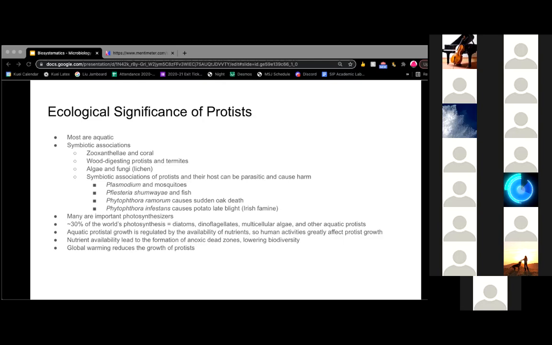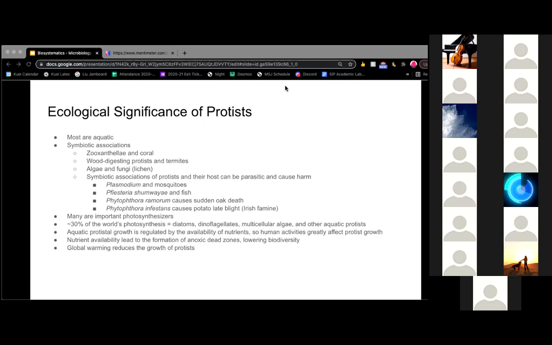Symbiotic associations of protists and their hosts can also be parasitic and cause harm. An example of this is Plasmodium and mosquitoes, in which the Plasmodium is a parasite. And the Plasmodium protist is also the organism that is directly responsible for malaria and for making mosquitoes one of the deadliest organisms in the world. Another example of a harmful relationship is between Pfiesteria shumwayae, which is a dinoflagellate, and fish, which can cause harm to the fish.